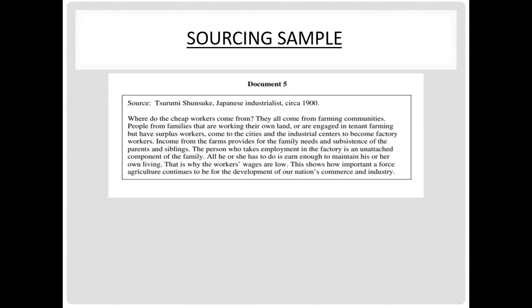Where do the cheap workers come from? Well, they all come from farming communities. People from families that are working their own land or are engaged in tenant farming but have surplus workers, those are the ones that come to the cities and the industrial centers to become factory workers. Income from farms provides the family needs and subsistence of the parents and siblings. The person who takes employment in the factory is an unattached component of the family. All he or she has to do is earn enough to maintain his or her own living. This is why the workers' wages are low. This shows how important a force agriculture continues to be for the development of our nation's commerce and industry.